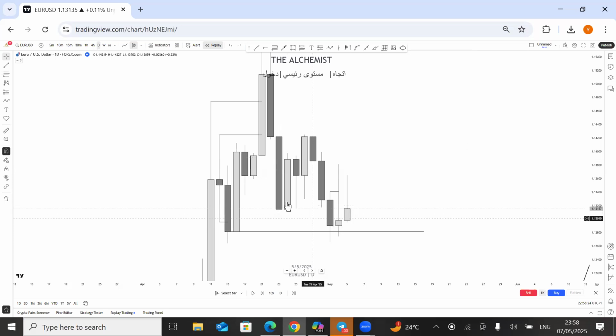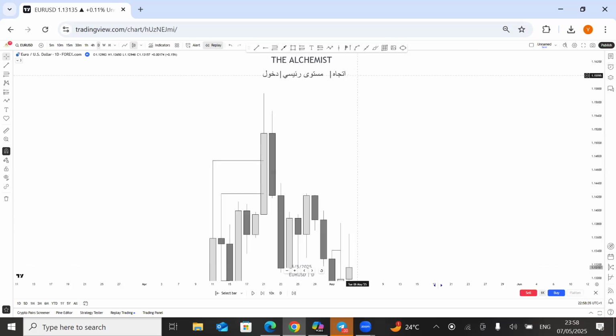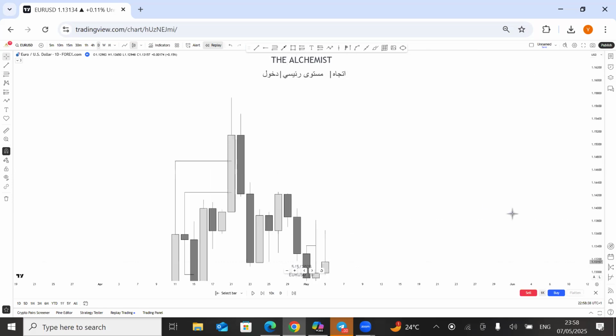Yes. These are the first and second internal structures. You understand? These are internal structures. So we expect price to come, take out this external, this external, and take out this other external. You understand? That's what we expect.